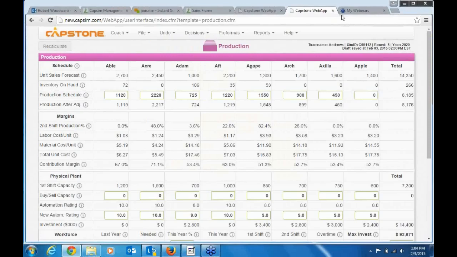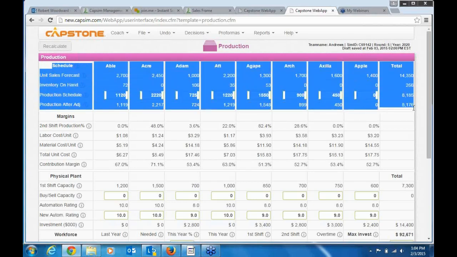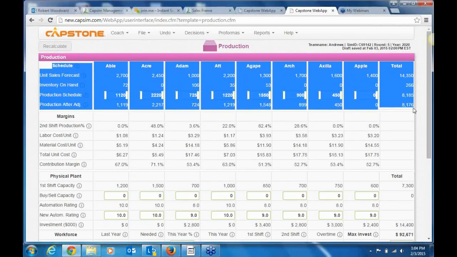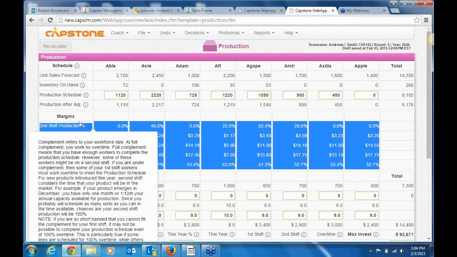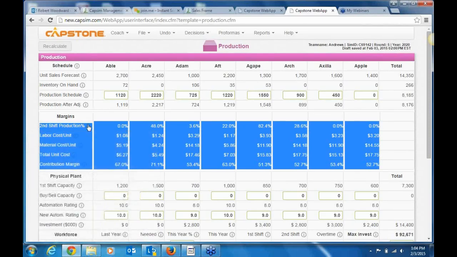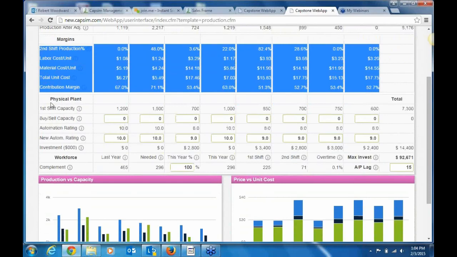Okay, so production, there's three main sections. First off, you've got the scheduling. This is where we see what our forecast is based upon marketing, where we see inventory on hand, and where we decide how much production to put forth. Second section, this gives us some margins based upon our production and the pricing from the marketing area. You can see total unit cost, contribution margin, and how much of a second shift you're using, and you'll see little information bubbles next to each of these for a little clarification of what the topic may be referring to. Then there's the physical plant.